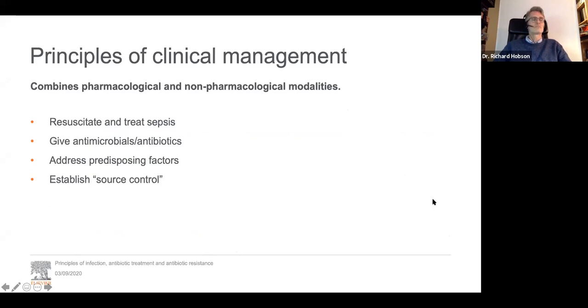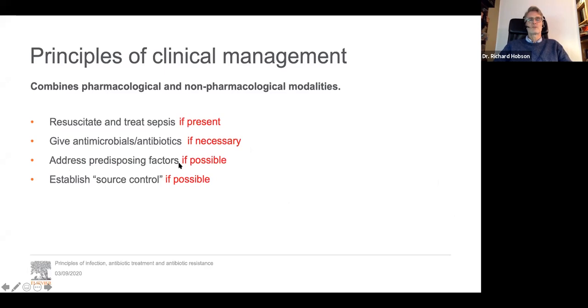Now, I'm just going to briefly go over some of the principles of clinical management of infection. So the clinical management of infection essentially has four components. First of all, resuscitate and treat sepsis, give antimicrobials or antibiotics, address any predisposing factors, and establish source control. But these have riders. They're all conditional. Resuscitate and treat sepsis if present. Give antimicrobials, antibiotics if necessary. And it's a really important point that it's not always necessary.